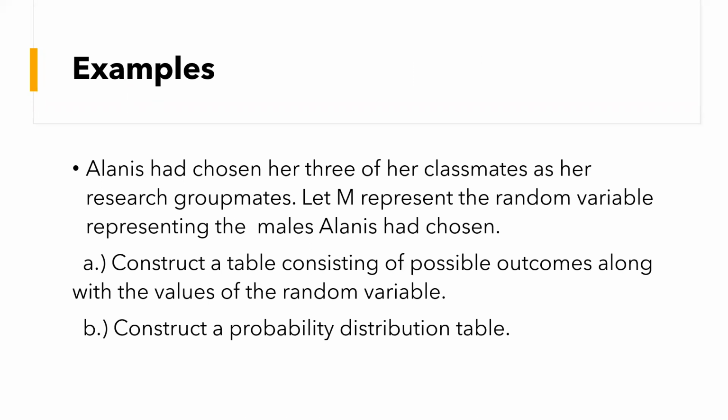Okay, so let me discuss the first example. Alanis had chosen three of her classmates as her research group mates. Let M represent the random variable representing the males Alanis had chosen. Okay, so first, we're going to construct a table consisting of possible outcomes along with the values of the random variable. Then, we're going to construct a probability distribution table.